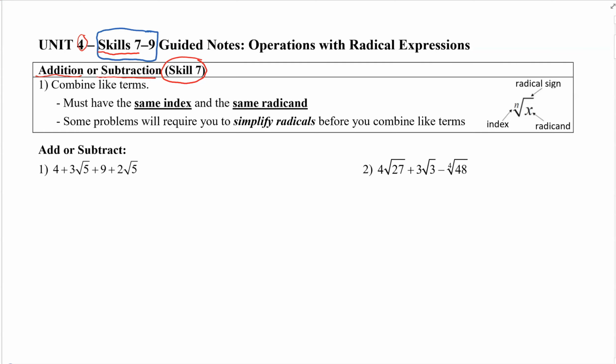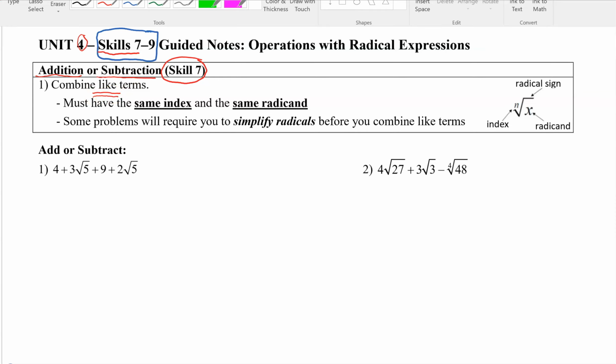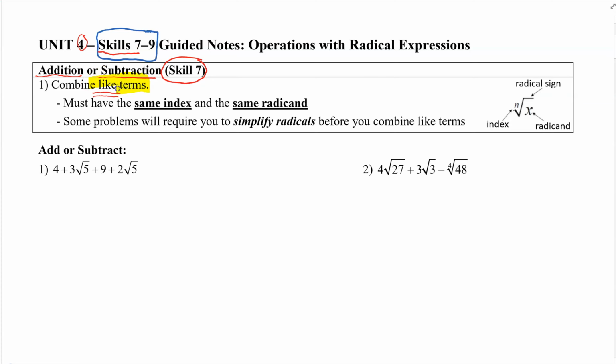Now, really all you need to know for adding and subtracting radical expressions is that you can only add or subtract if they are like terms. Okay, so this is really the only piece of information that is important. So what does it mean for a radical expression to be a like term? It means it has to have the same index, which as a reminder is that little number that's written out in front of the radical that tells us what root we're looking for. So in order to be able to add radicals, they have to have the same index.